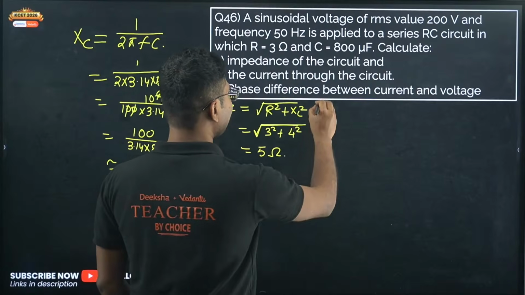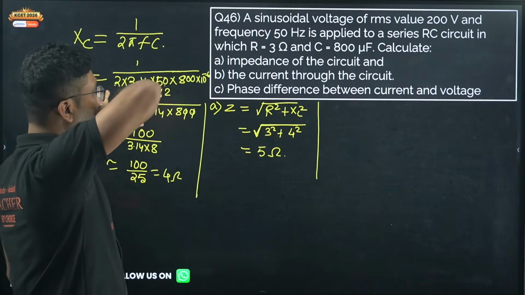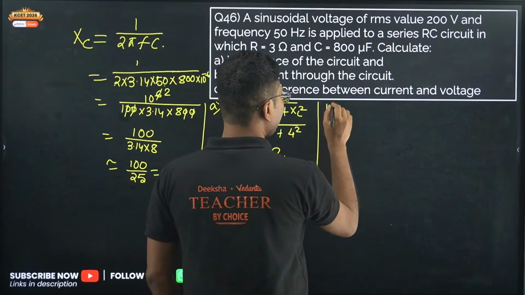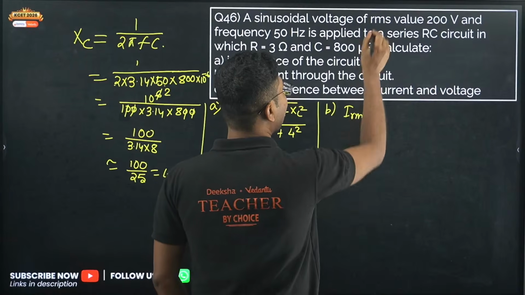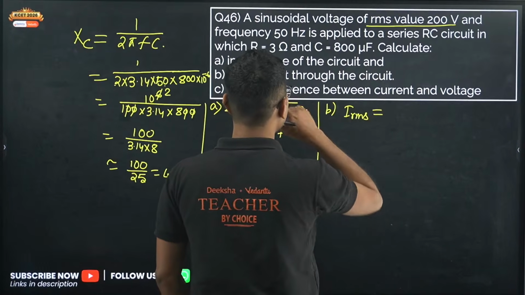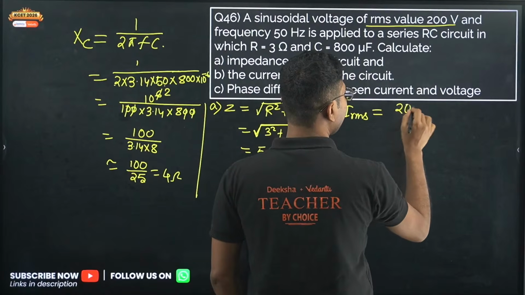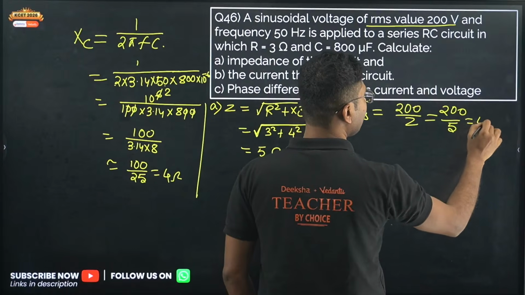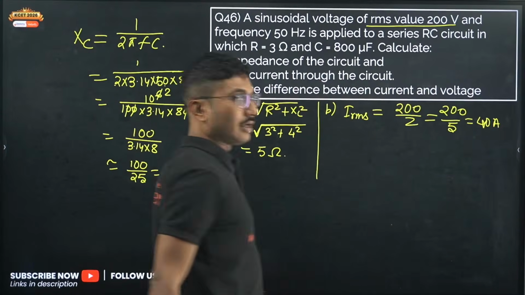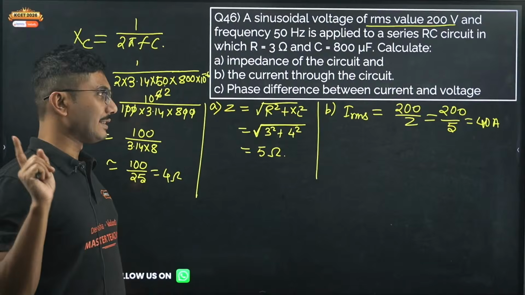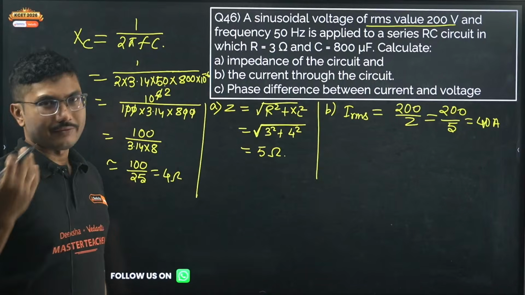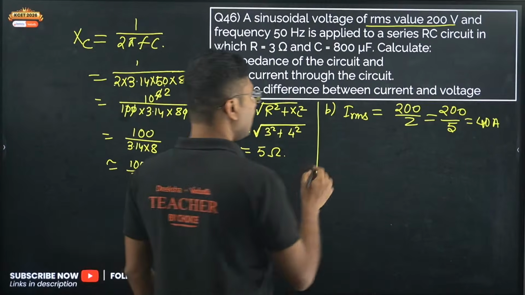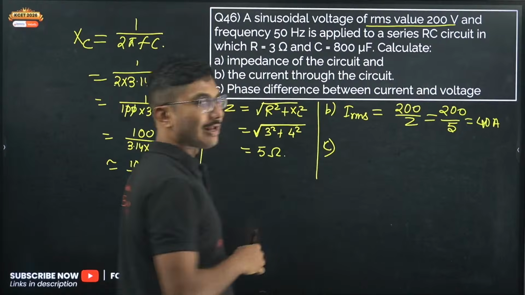The current through the circuit: because they have not mentioned anything else, current through the circuit means we are supposed to find the RMS current. Because the RMS value of the voltage is given, RMS current is given by 200 divided by Z, that is 200 divided by 5, that is 40 ampere. Units are necessary, formula is necessary, and declaring the variable is not necessary. Writing the given values, if you do it, will be very good for the teacher to know that you have copied the values correctly.